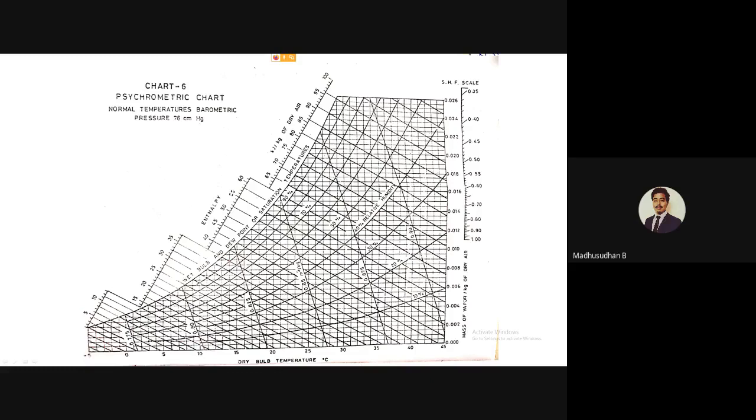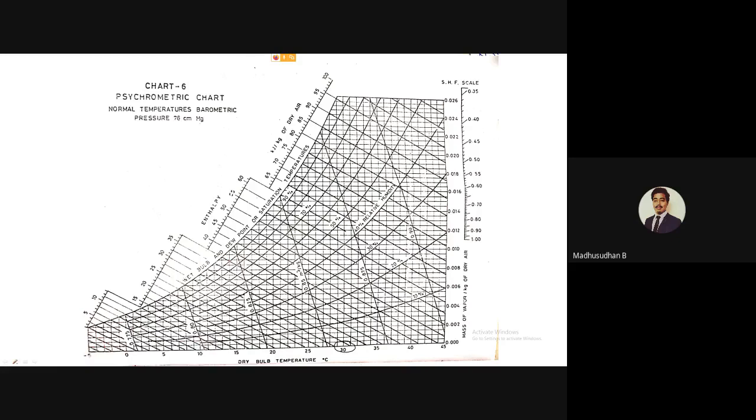This psychrometric chart contains various parameters in it: enthalpy, specific volume, dry bulb temperature, RH and all. So first and foremost, you have to plot the conditions, that is indoor and outdoor conditions, on the psychrometric chart. How we are going to do it, I will explain now, so follow carefully. The outdoor conditions are given as 30 degrees Celsius DBT and 75% RH, correct? So first you have to check for 30 degrees Celsius. Where is 30 degrees Celsius? Here is the 30 degrees Celsius.